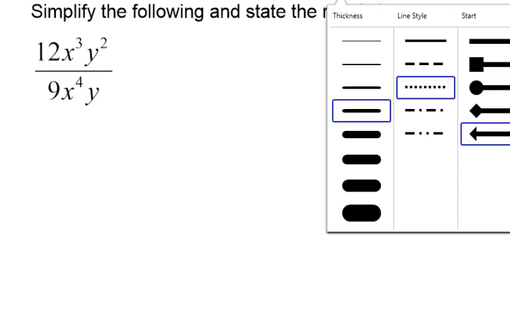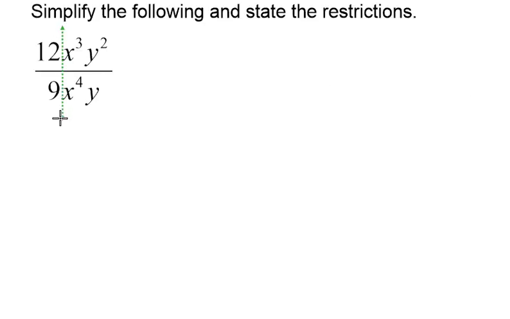If I divide these up into three groups, it would look like this. I would have the 12 and the 9 being part of one pair, the x to the 3 and the x to the 4 being part of another, and the y squared and the y being part of a third. So what that allows me to do is treat these as three individual problems and simplify them individually that way.